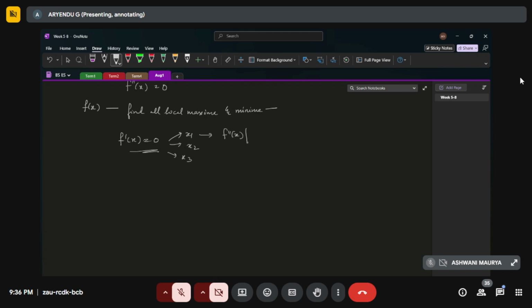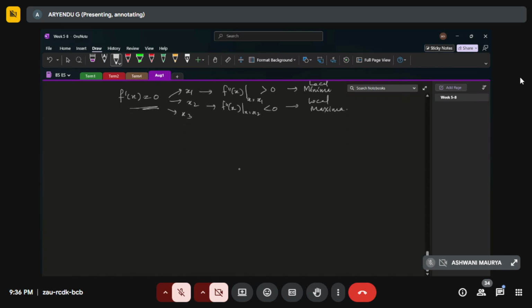f''(x) at x is equal to x1. This is greater than 0. You can say that it is the local minimum. And if it is another one, say it is at x is equal to x2, if it is less than 0, then you can say that it is the local maximum. Okay, that is all for that.